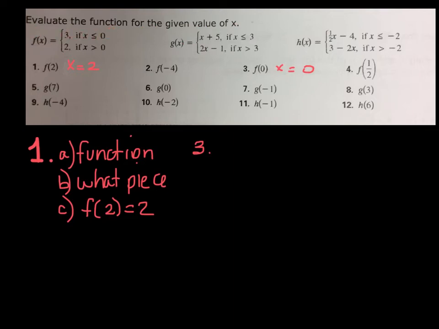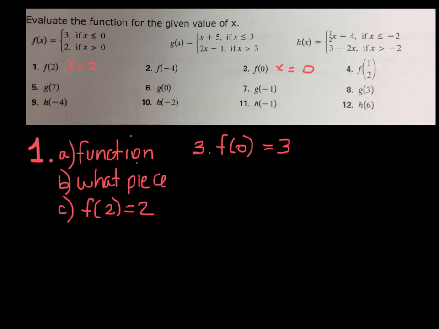It will never fit in both pieces. So this says the function equals 3 if x is less than or equal to 0. So then if f of 0 fits in that first piece, it equals 3.